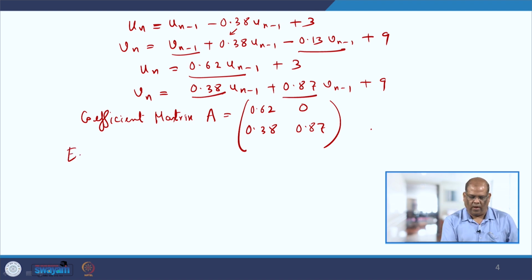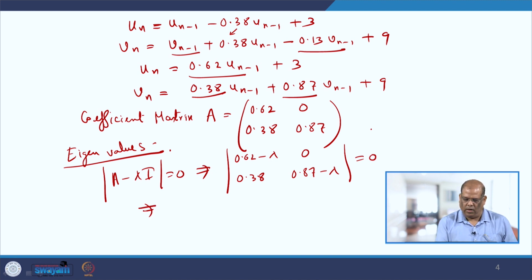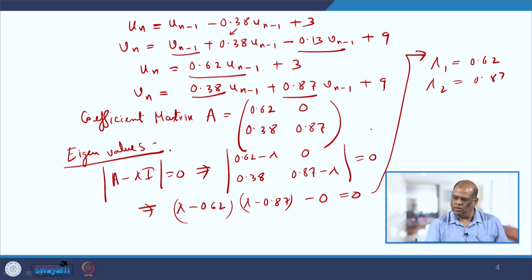Now, I have to find the eigenvalues, and for that it is A minus lambda I equal to 0, which will give me 0.62 minus lambda, 0, 0.38, 0.87 minus lambda equal to 0. And this will give me lambda minus 0.62 into lambda minus 0.87 minus 0 equal to 0. So, from here it can be easily seen that lambda 1 is 0.62 and lambda 2 is 0.87, the two values of lambda which we name as lambda 1 and lambda 2.